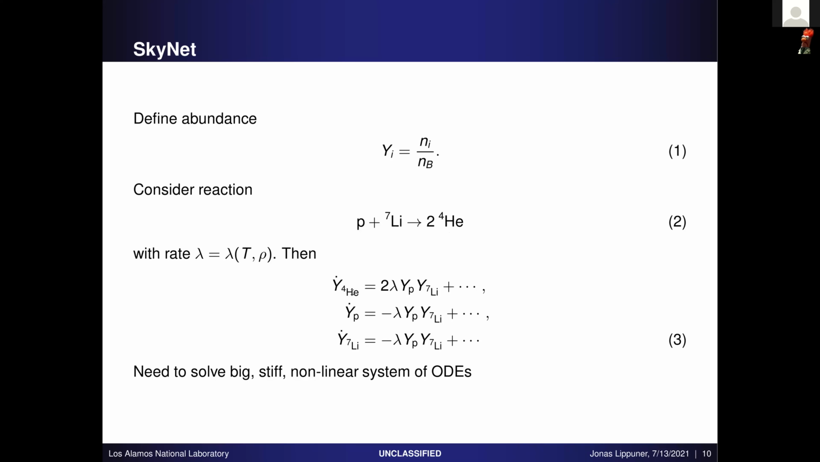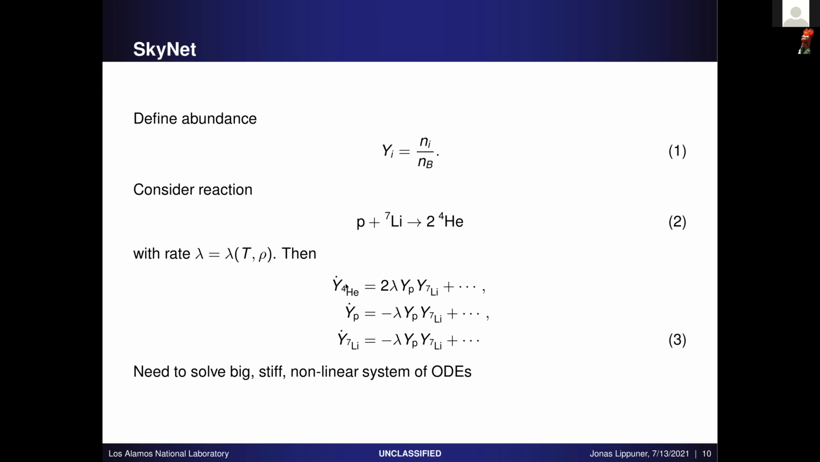So if we look at helium-4, we get a contribution to the time derivative of its abundance as 2 times lambda, and then the product of the abundances of the input species, because the more protons we have and the more lithium we have, the more often this reaction can happen. And then each time it does happen, we produce 2 helium nuclei. And then similarly, for the protons and lithium, each time the reaction happens, we destroy 1 proton and 1 lithium, so we get -1 times lambda on the product of the input abundances.